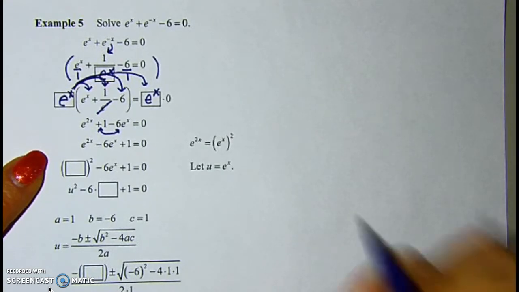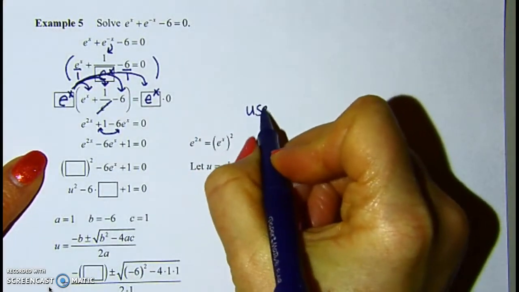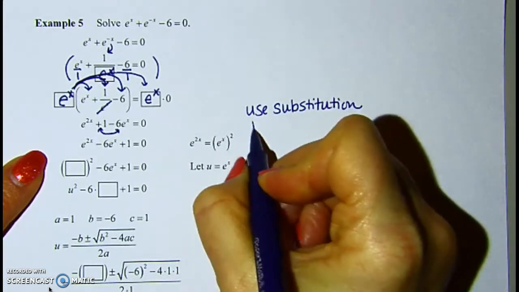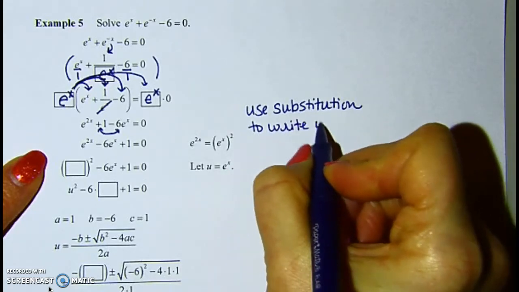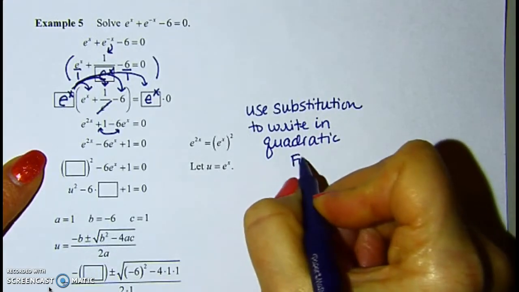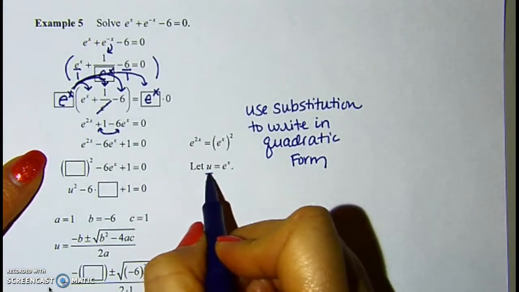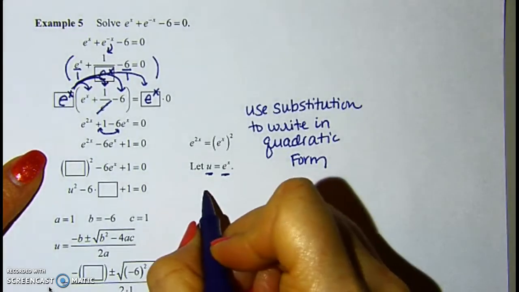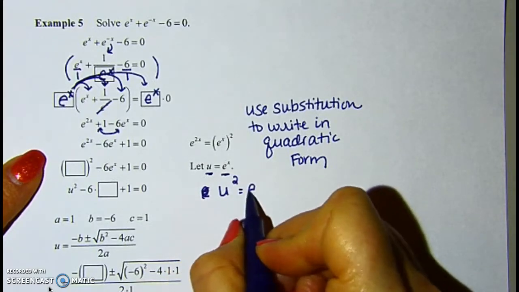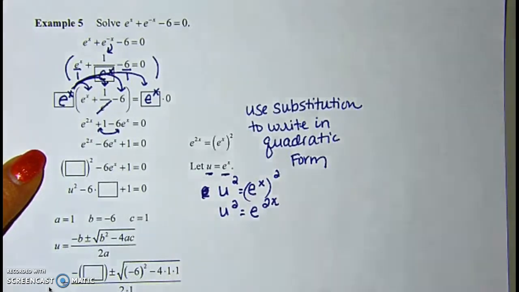We're going to use substitution to write this in quadratic form. So I'm going to let u equal e to the power of x. Therefore, if I square both sides, u squared is going to be e to the power of 2x.